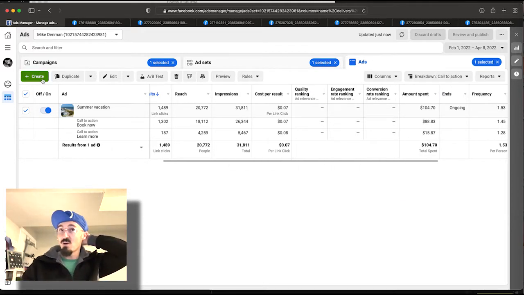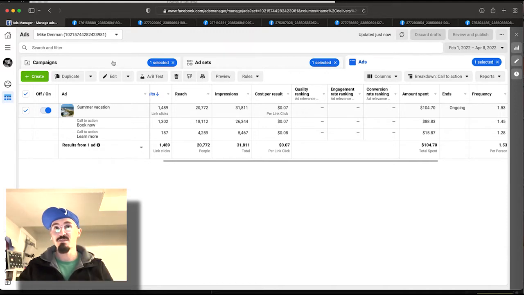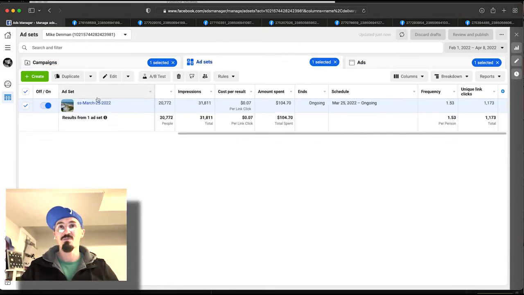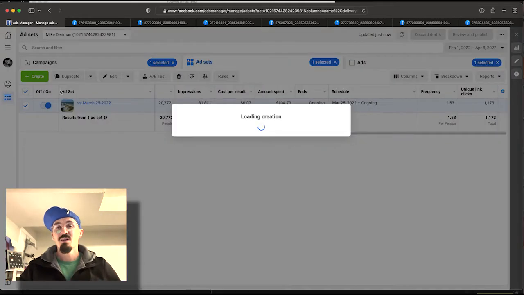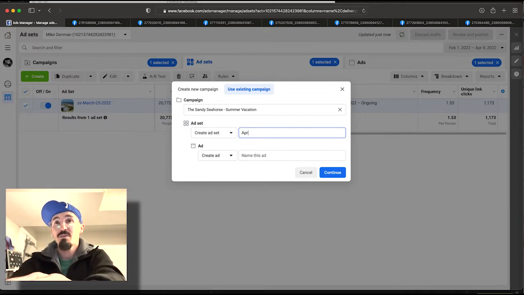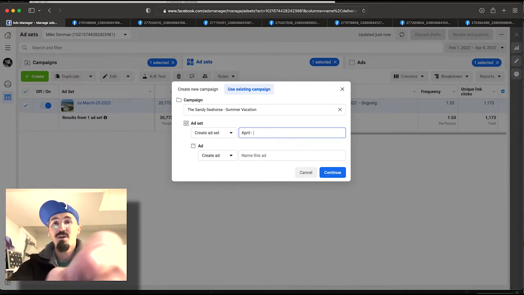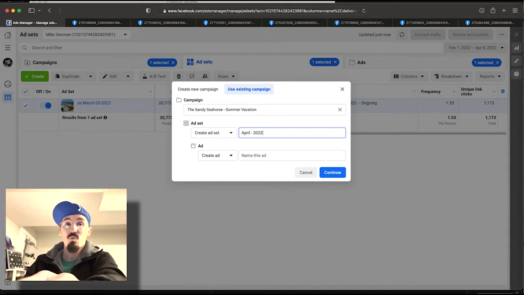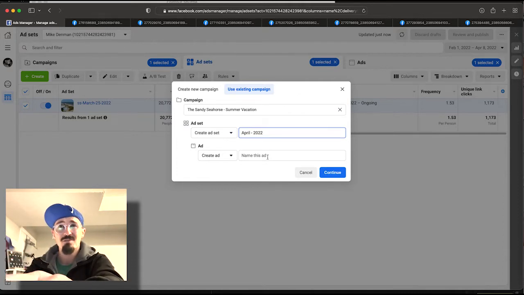All right, so let's actually create a whole new thing here real quick. Over on the left hand side, actually creating a whole new campaign wouldn't be good. We're just going to create a new ad set in here. In the ad set, I usually put what month I make it in. You can do whatever you want. What this tells you is if you're creating an ad set, I want to have specific ads geared towards summertime, right? So this is under the Sandy Seahorse summer vacation campaign. I'll have a different campaign for the fall and all those things, because I like to chunk them by campaign. But in the ad set, you can make multiple ones as well.